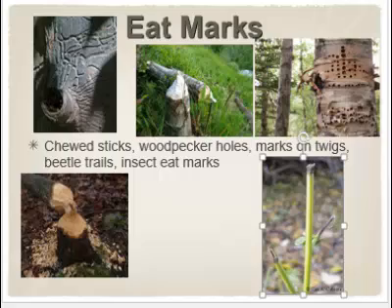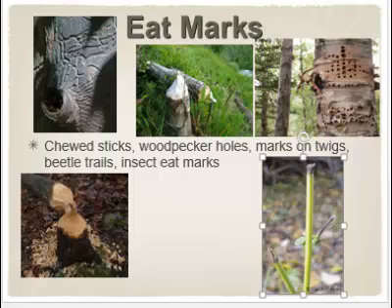Aside from scat and urine and trails and tracks, we can also look at eat marks. Eat marks are a great way to identify different organisms in the wild. Chewed sticks, woodpecker holes, marks on twigs, beetle trails, insects, eat marks, they all are good indicators of an animal in the area. The top left-hand picture shows us beetle larvae.